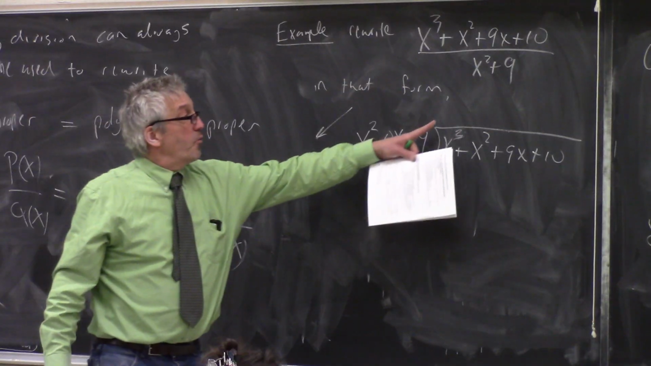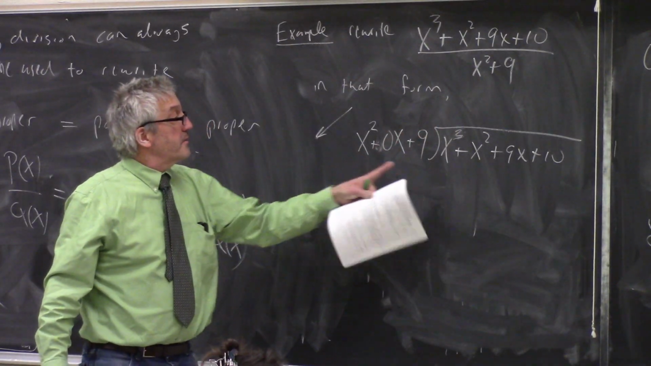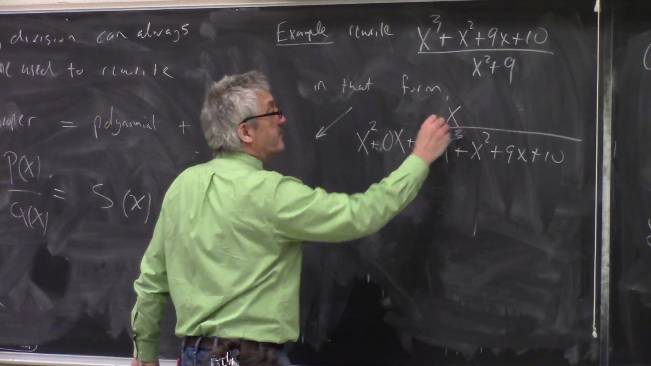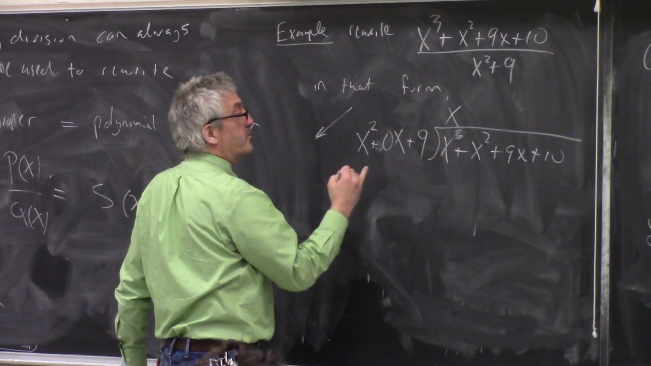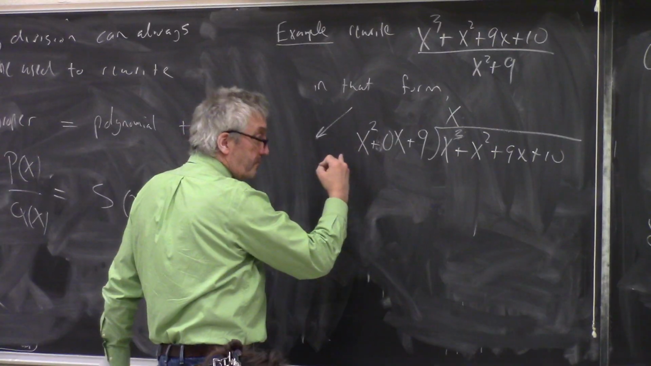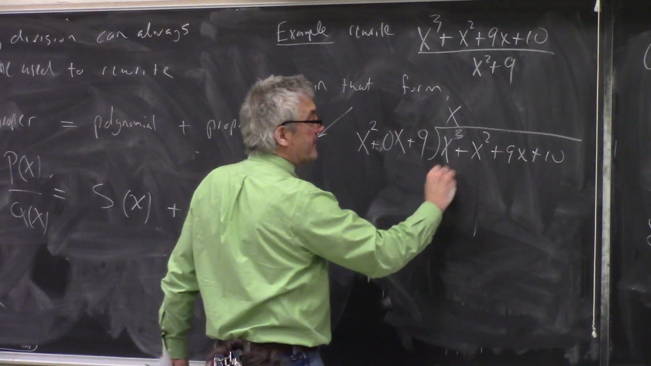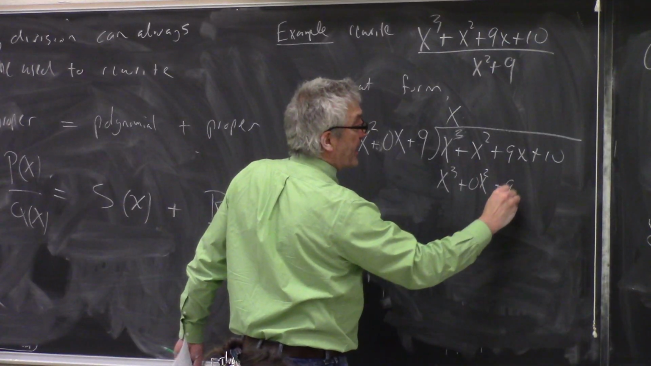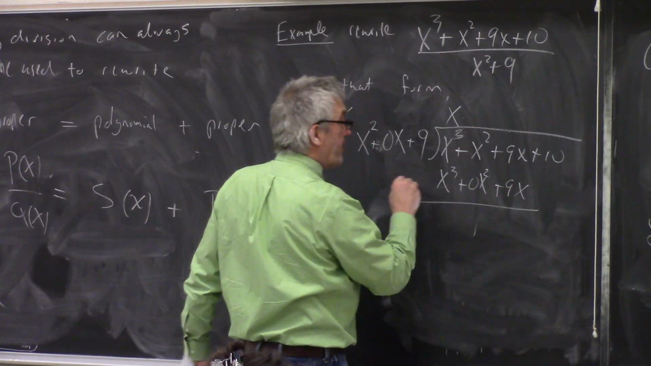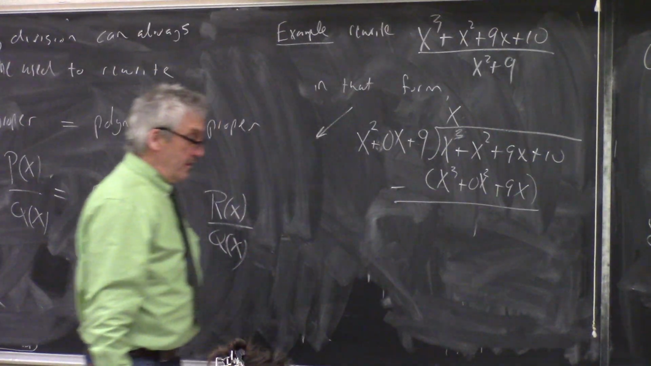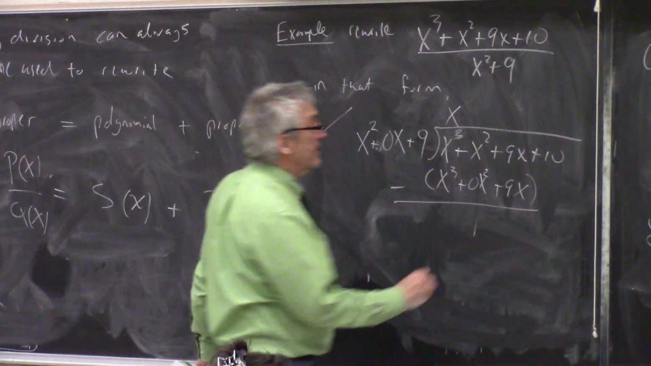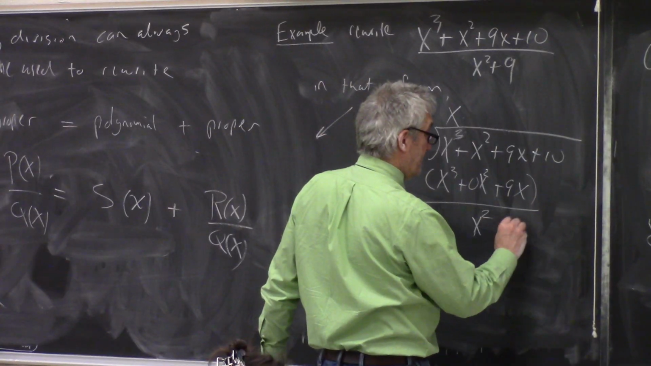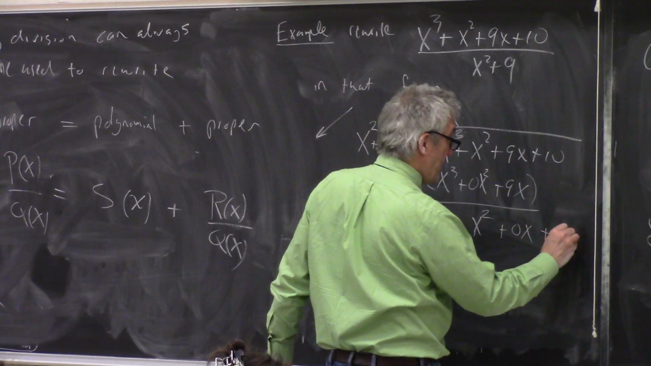So then you have to figure out what goes here to make this term be the same as this term. Well, there has to be an x there, because x times x squared is x cubed. So then you multiply x by all these terms. So I get x cubed plus 0x squared plus 9x. And then you subtract the whole thing. When I subtract, I get x squared plus 0x plus 10.